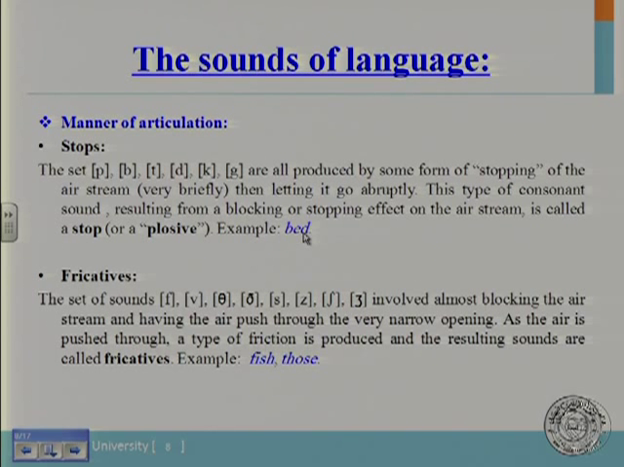Now, the first sound is P. And if you remember, P as a sound is what? Can you remember? Yes, it's bilabial. Why bilabial? The place is bilabial. Why? Because the two lips are responsible to produce the sound P. So it is a bilabial sound.